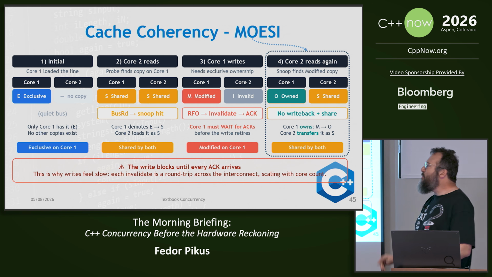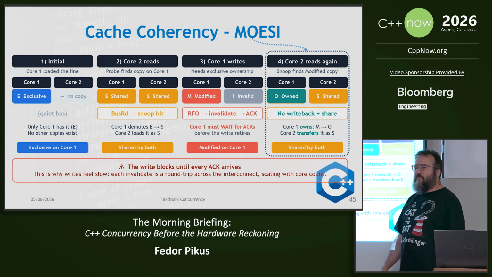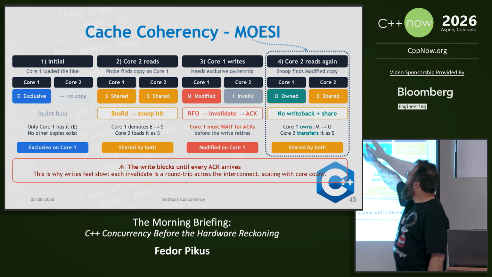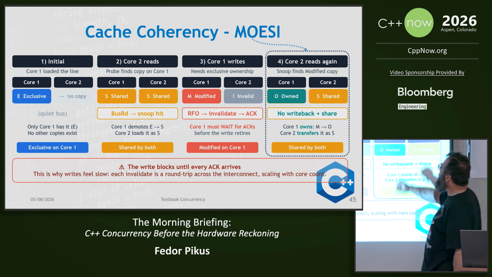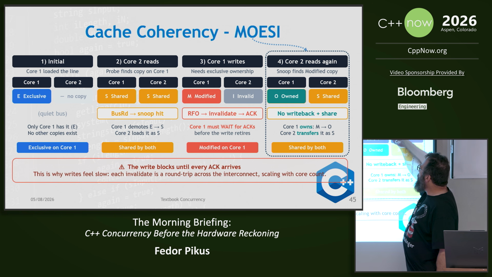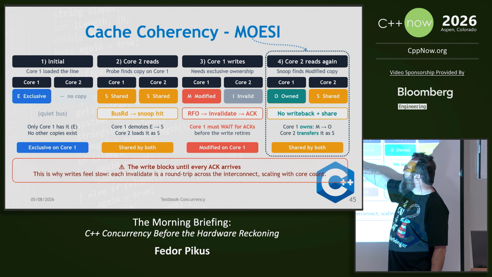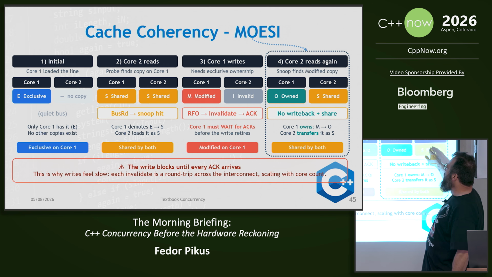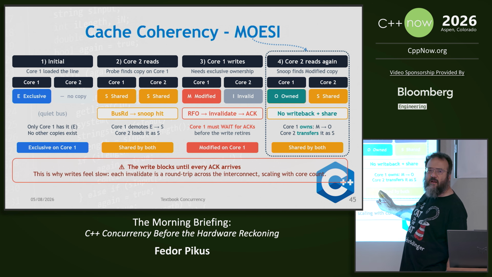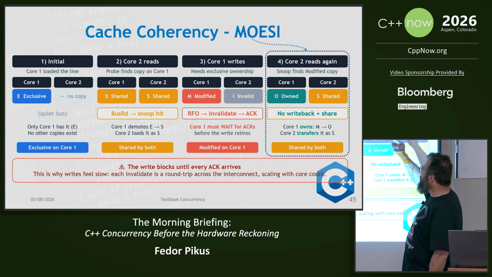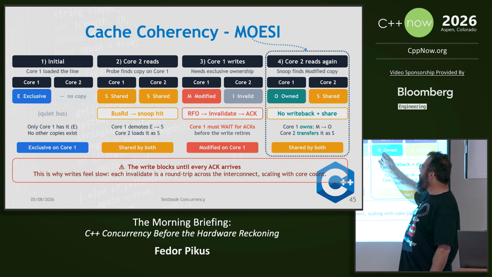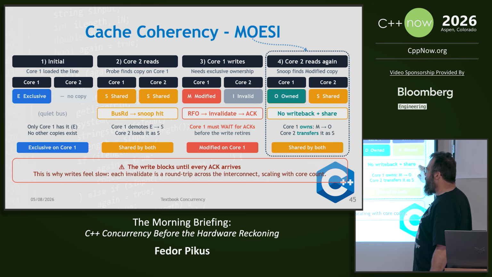Back to your question. I said semi-modern protocol. Modern, but not entirely super modern protocol. The only change is in the last step. So we were here, core 1 had it modified, core 2 wants to read. Before, we went into fully shared and we triggered the write back. MOESI adds a new state called owned. We transitioned from modified to owned. Write back is not triggered.